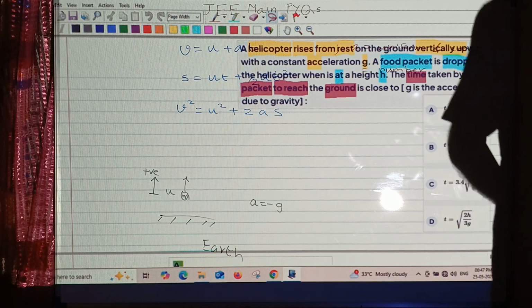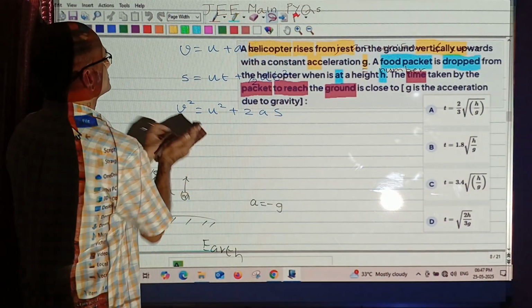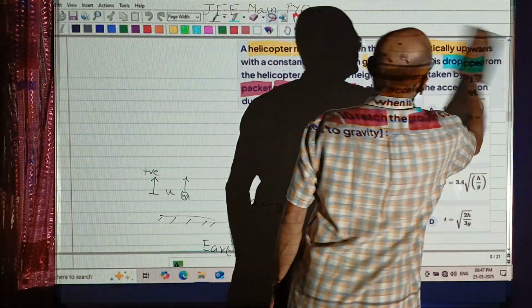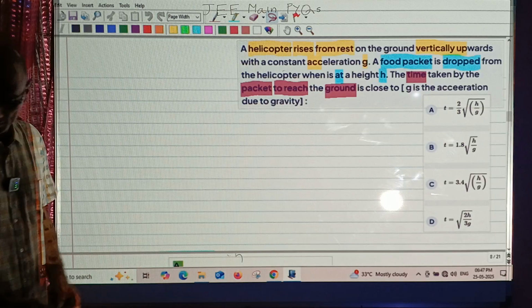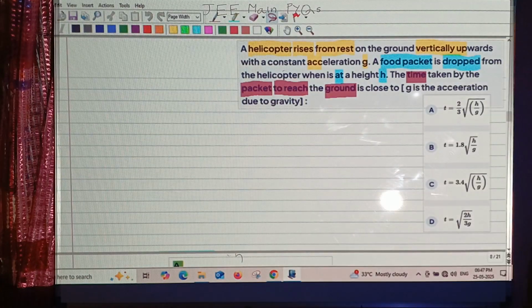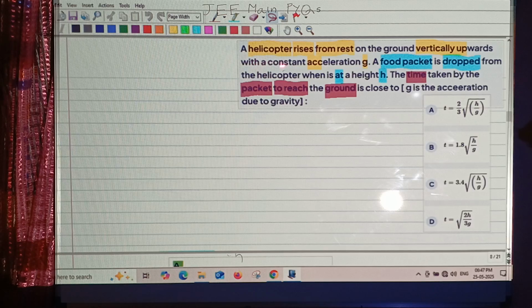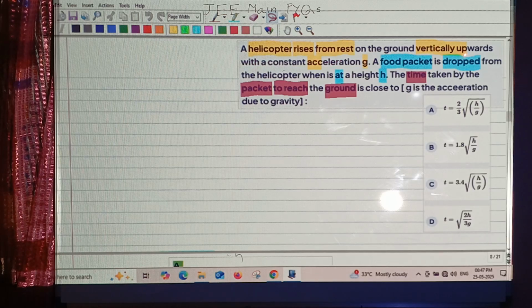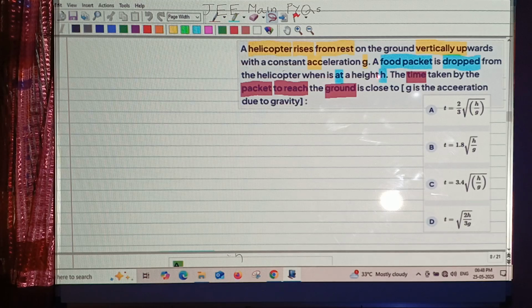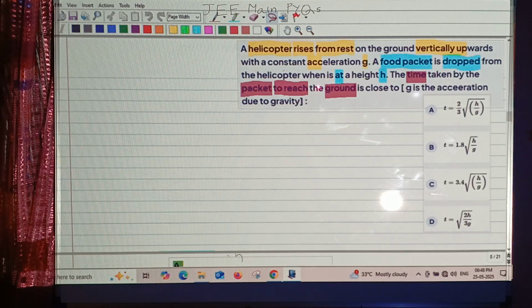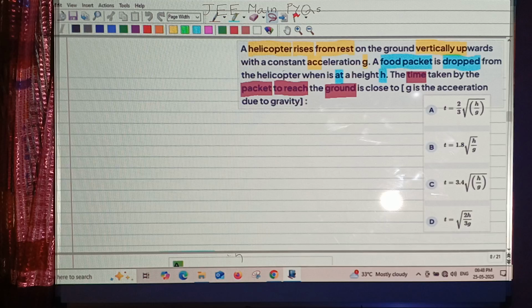This is the first question. You can read it. The helicopter rises from rest on the ground vertically upwards with constant acceleration g. A food packet is dropped from the helicopter when it is at a height h. The time taken by the packet to reach the ground is close to, g is acceleration due to gravity. So four options are given. The answer is time for the packet to reach the ground in terms of h and g. You can pause and attempt this question.